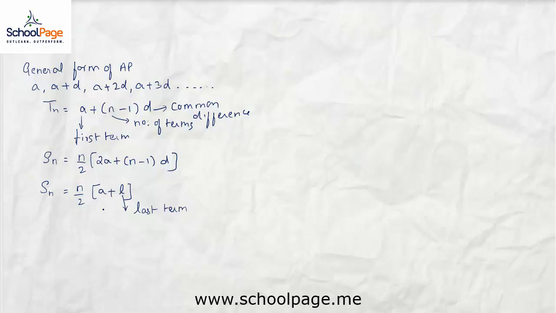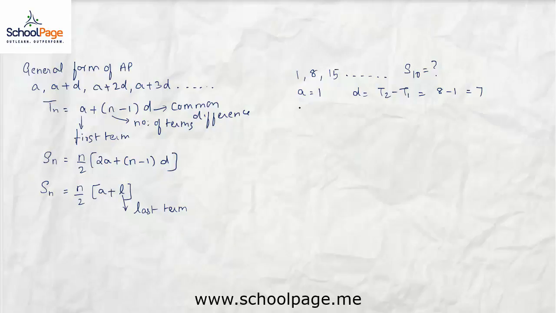Now let us find the sum of first 10 terms of the arithmetic progression 1, 8, 15, and it goes on. First let us find a. So a is equal to 1, d is equal to t2 minus t1, so it is equal to 8 minus 1, which is equal to 7. We see that this formula cannot be used because we do not know the last term.